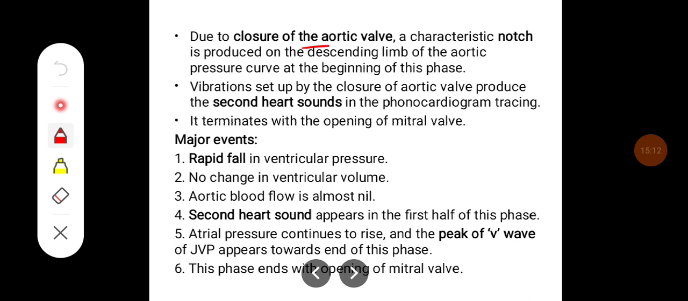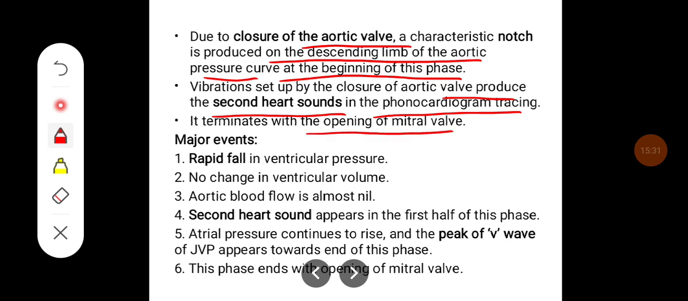Due to the closure of the aortic valve, a characteristic notch is produced on the descending limb of the aortic pressure curve at the beginning of this phase. The vibrations set up by the closure of the aortic valve produce the second heart sound in the phonocardiogram tracing. It terminates with the opening of the mitral valve.